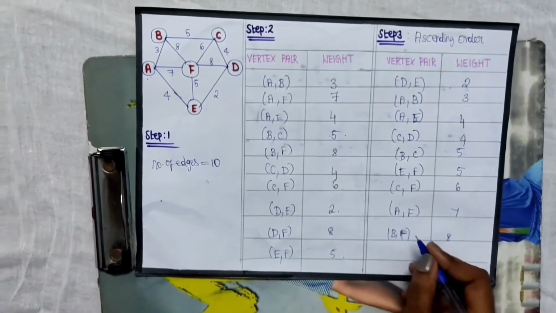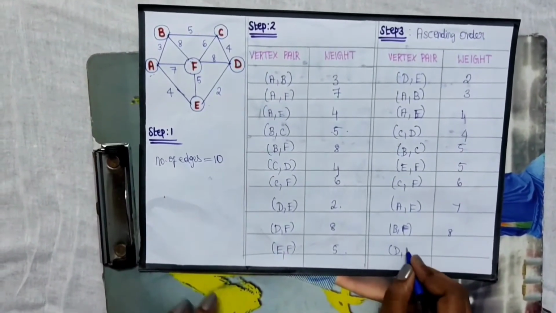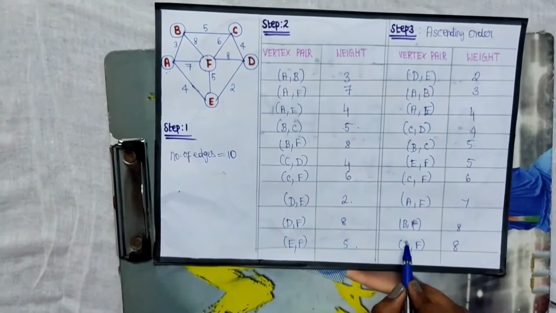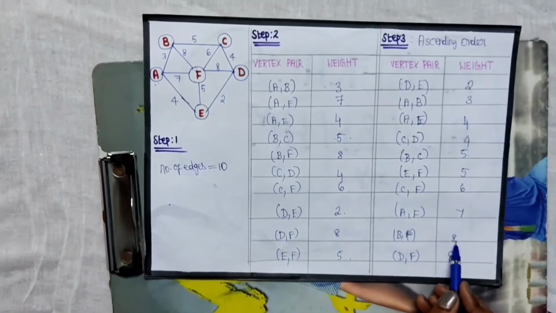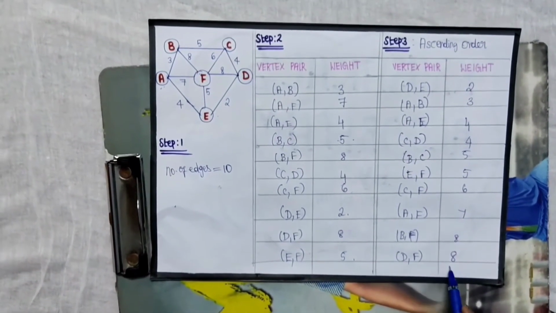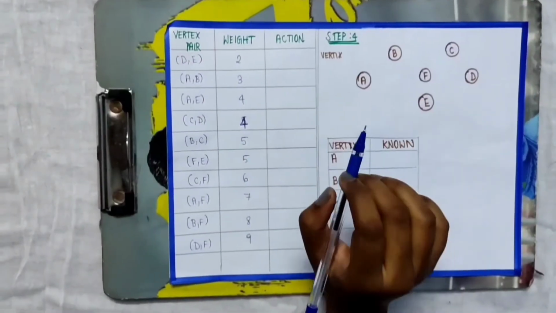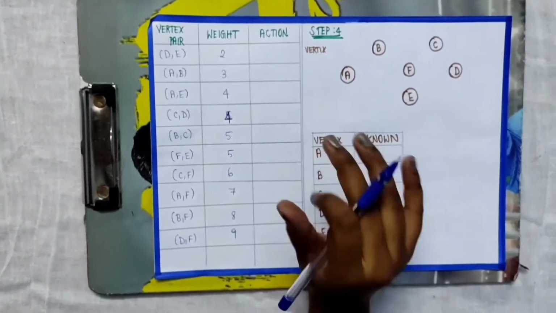Then B, F is 8. Meanwhile, the D, F is also 8. So, you can give first preference to B, F, that is 8 and then you can mention D, F as 8. Step 4. In this fourth step, we are having 3 processes.